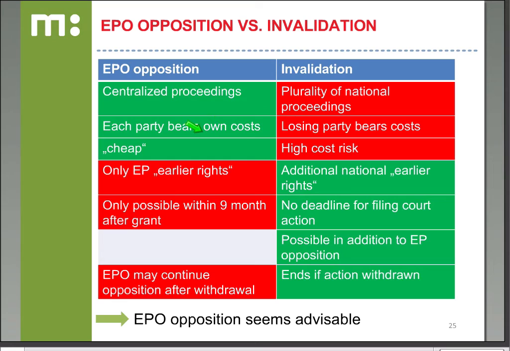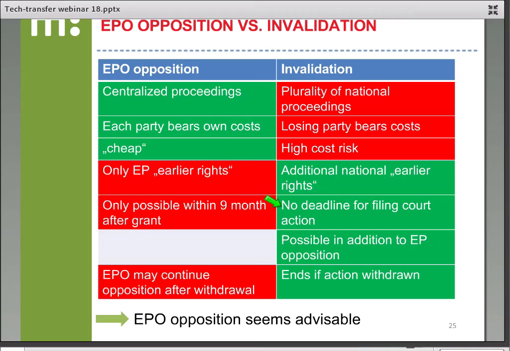The official fees are about 785 euros, and you've got even the appeal fees at the amount of 2,200 euros, whereas even at the first instance, you may face court fees already of 20,000 euros. On the other hand, you have additional national earlier rights for invalidation proceedings, whereas at the EPO, you only have the EP earlier rights. One drawback, of course, as it's the same situation as in Japan, is that an opposition can only be filed within 9 months after grant, whereas for invalidation, there is no deadline for filing the court action.